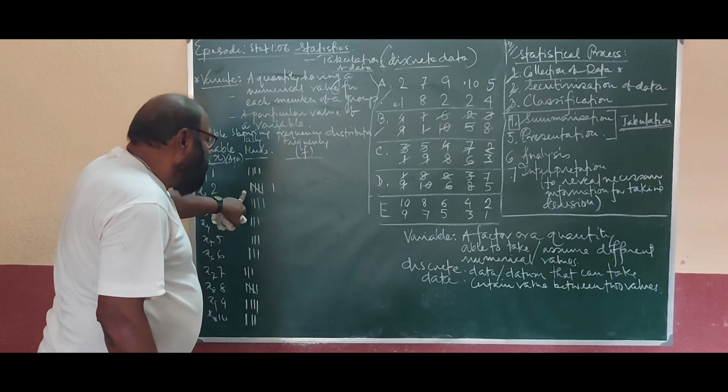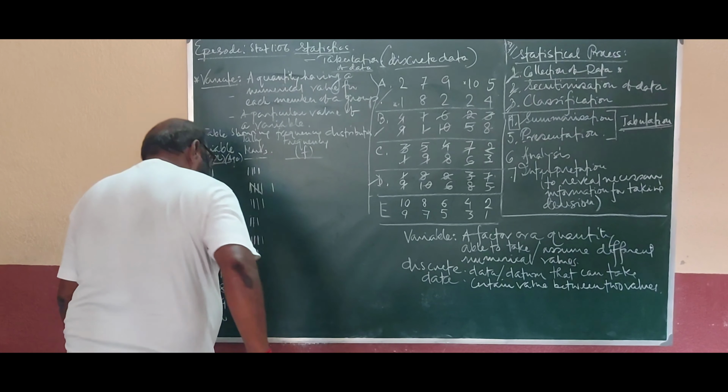And it is 7, 5. And it is 7. Clear? Now consider the case of 10 and 9. This is gone. 9, I am giving the diagonal mark.